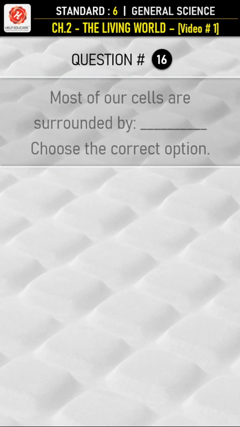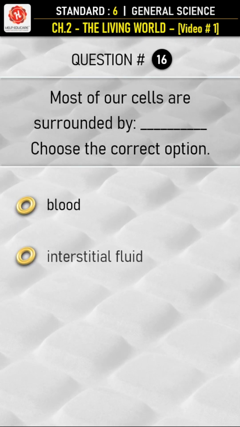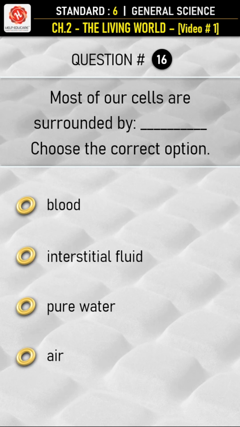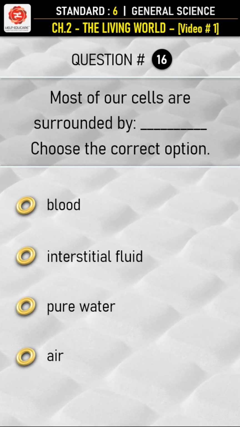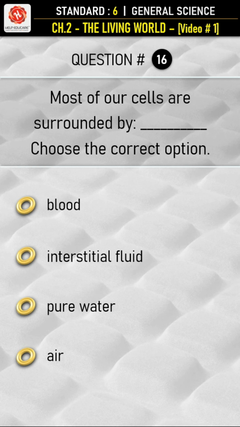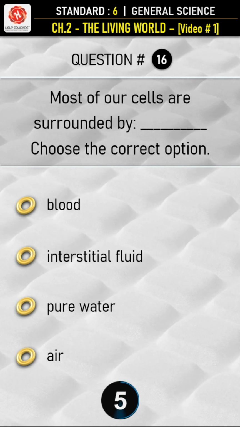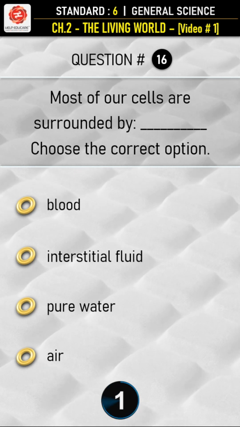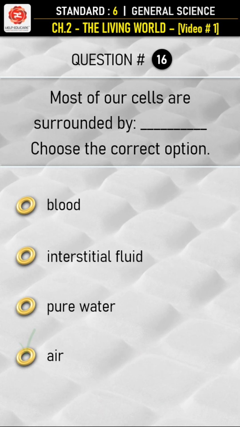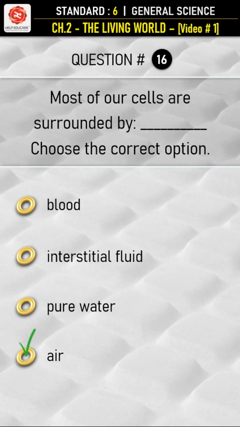Question number 16. Most of our cells are surrounded by dash. First option, blood. Second option, interstitial fluid. Third option, pure water. Fourth option, air. Answer will be shown after 5 seconds. Your time starts now. Correct answer is air.